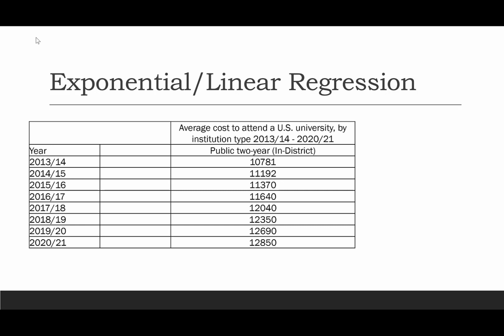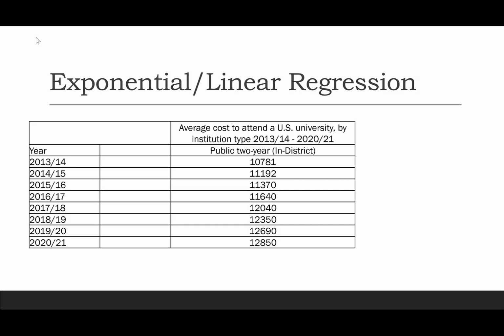For 2020-2021, the average was $12,850. We're going to put this into Desmos, and we're going to decide, is this an exponential or is this a linear regression? Like, what relationship is there? So we're going to run both sets of numbers.